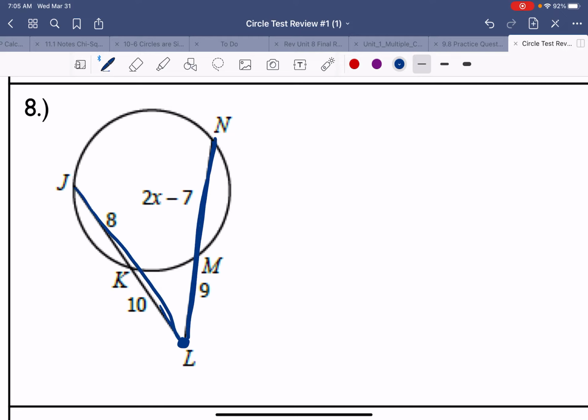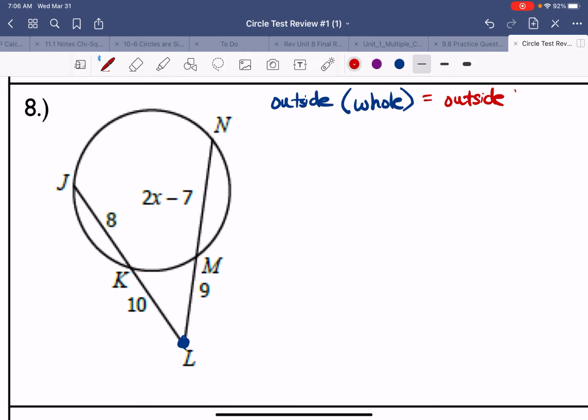And now you have to understand what is the relationship of the segments when the intersection is connected outside of the circle. So I always tell my students, and the phrase that I have them remember is, outside times the whole thing has to equal the outside of the other times the whole thing.